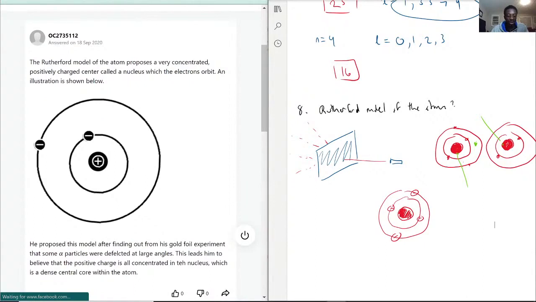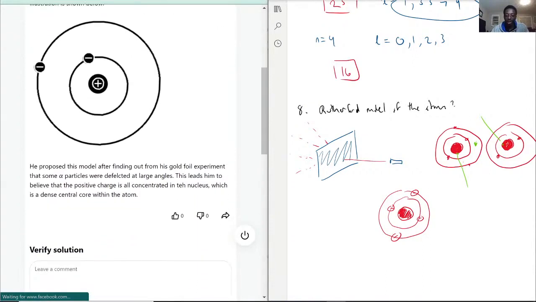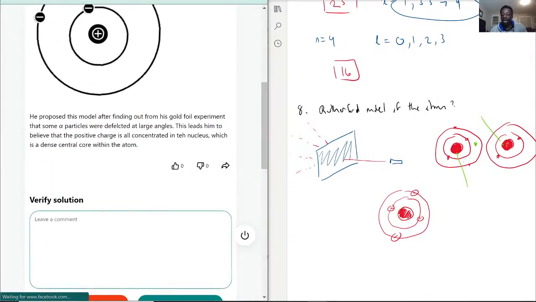So he was doing the gold foil experiment, exactly. He was shooting some particles through, and then he realized there was a dense core in there. So that is how he found that, and this would be an example of the Rutherford model of the atom.